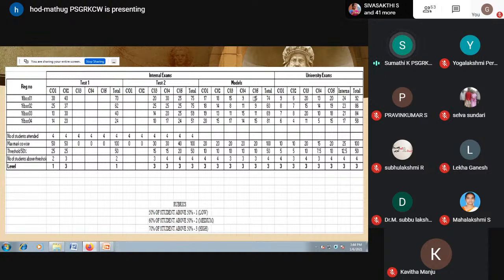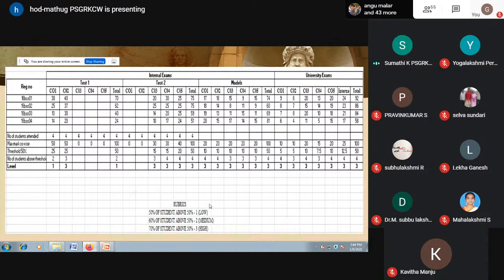But they need not be equally distributed. Every student's marks I have recorded here. Similarly, in the university examination also, the mark scored by the student is recorded. Now, how many students have attended each test? 4 students have attended. And for test 1, what is the maximum mark that can be awarded for the questions asked under CO1? It is only 50. And under CO2? That is also 50. Now, the threshold.